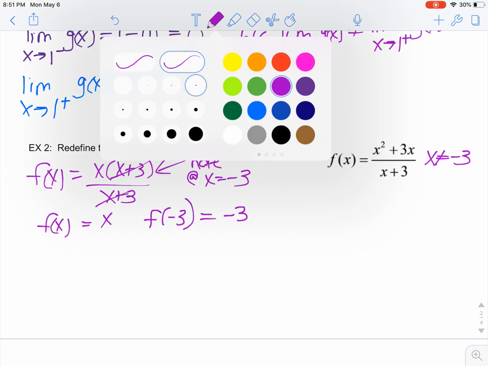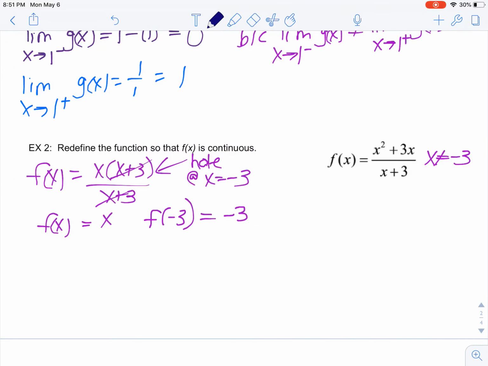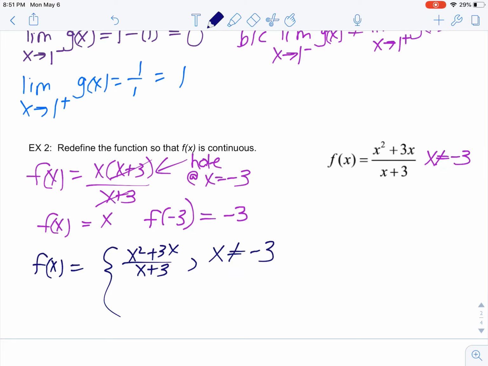So what I want to do is write the original function, x squared plus 3x over x plus 3. And that's for all values such that x doesn't equal -3. And then I'm going to fill in that hole. I'm going to say, okay, well, it's going to equal -3 when x equals -3.